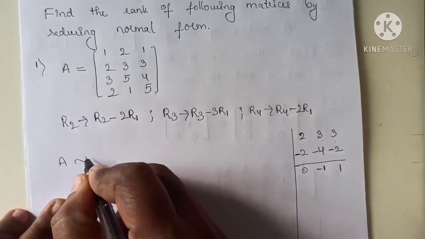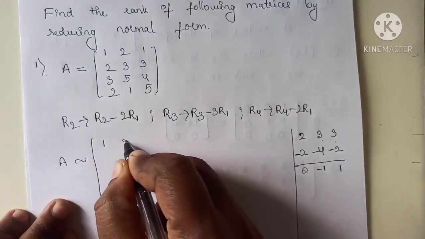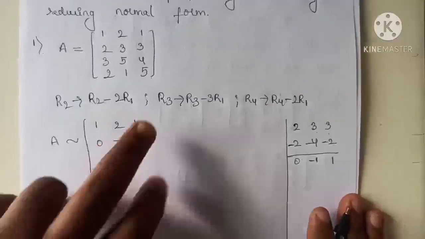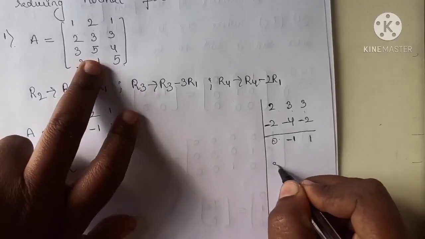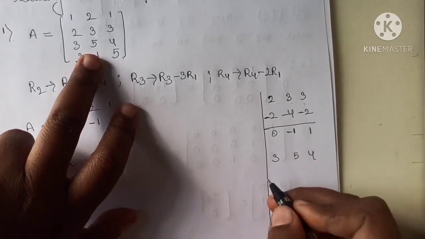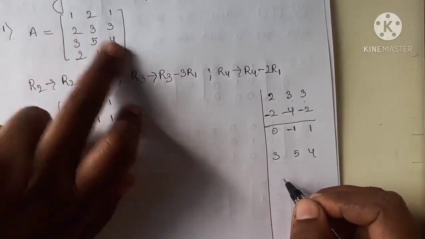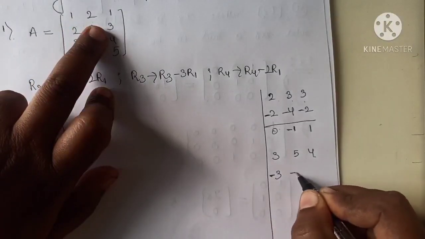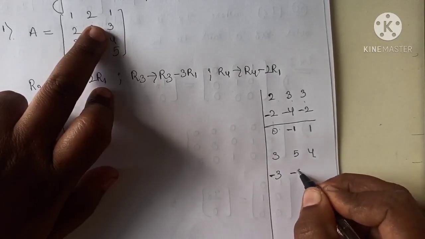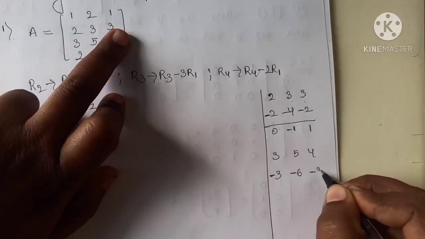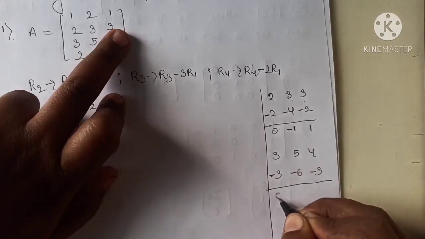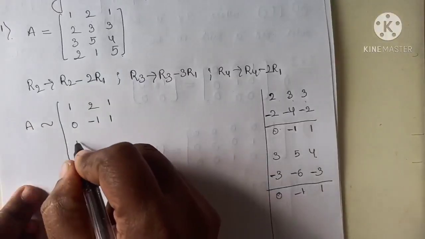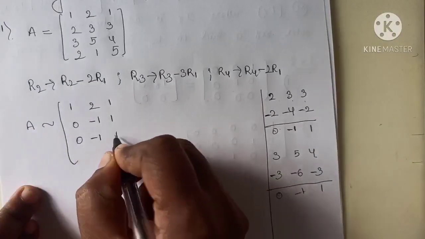Therefore, A is equivalent to the first row as it is. Second row elements are 0, minus 1, 1. Next, R3 elements are 3, 5, 4. Multiply R1 with minus 3, we get minus 3 into 1 equals minus 3, minus 3 into 2 equals minus 6, minus 3 into 1 equals minus 3. So simplifying, we get 0, minus 1, plus 1.